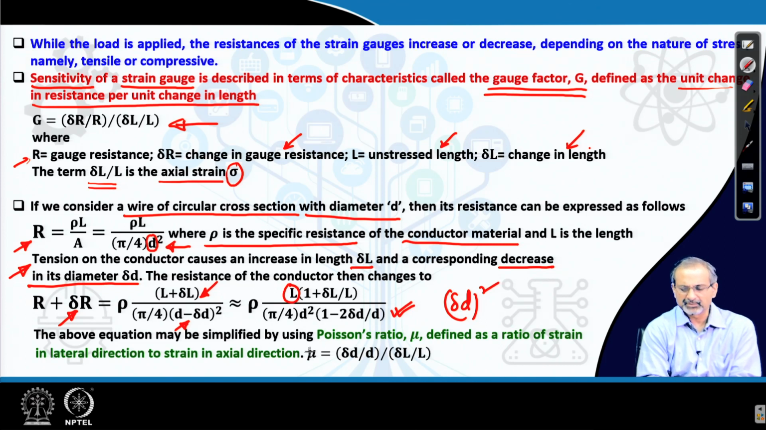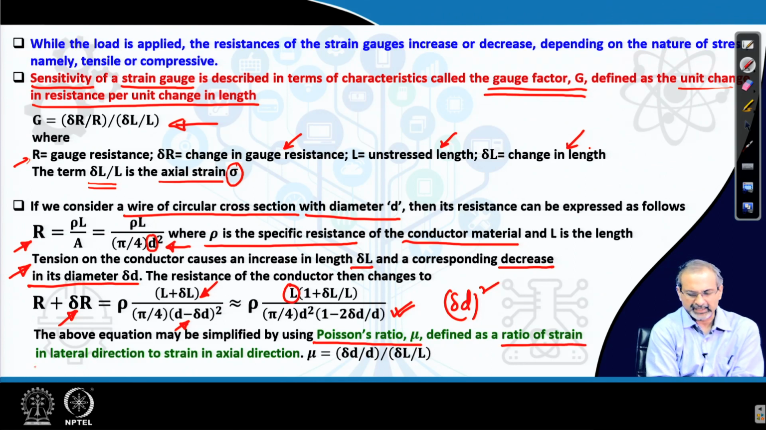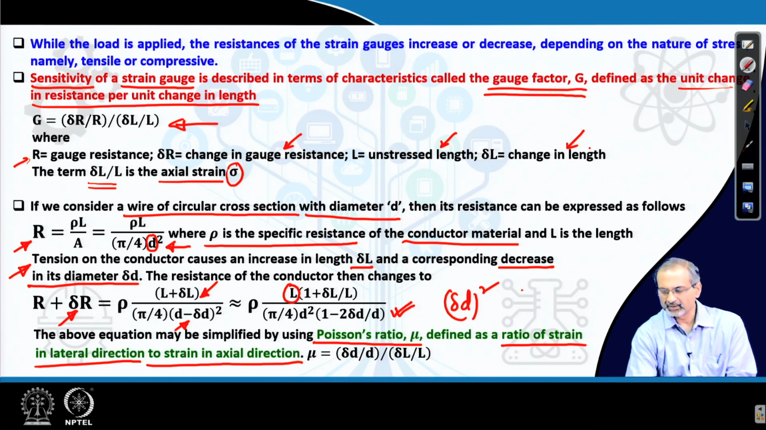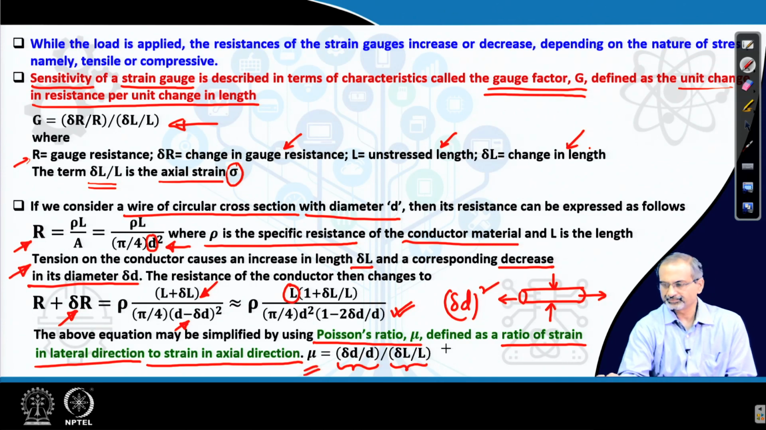The above equation may be simplified by using the definition of Poisson ratio, which is nothing but ratio of strain in lateral direction to strain in axial direction. So, on elongation, your diameter has shrunk because the wire has extended. So, the delta d by delta L by L, that is going to give you the Poisson ratio.